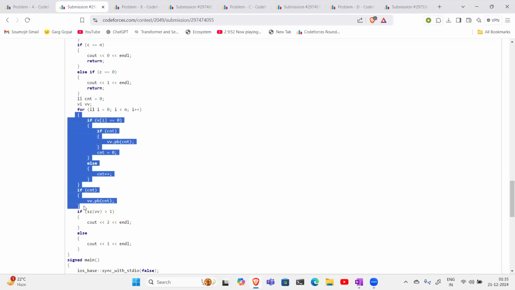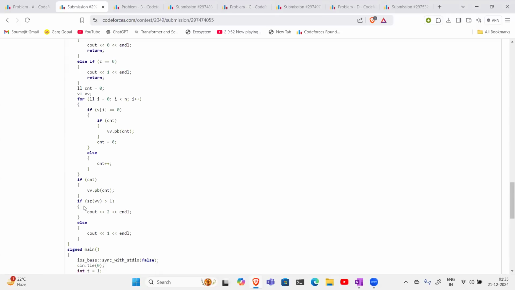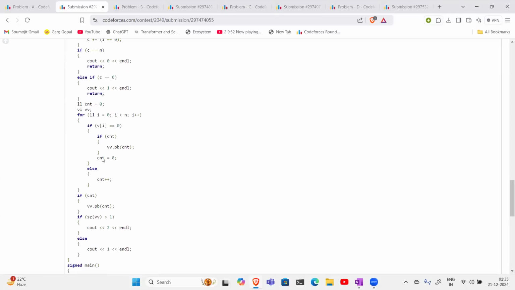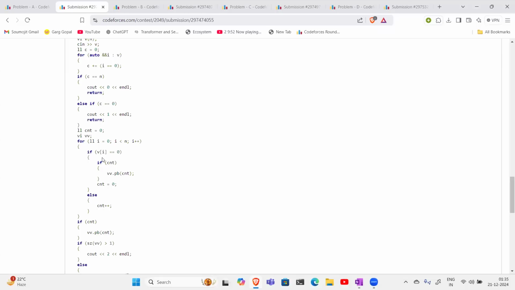So after this entire operation, the vector VB stores the number of positive blocks in the array. And as our logic suggested, if the number of positive blocks in the array is greater than one, then we will need two operations. Otherwise, we can do it in one operation. Okay, so this was the idea for the problem. I hope it is clear.